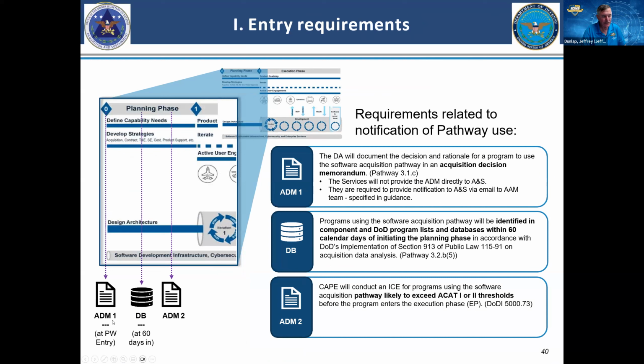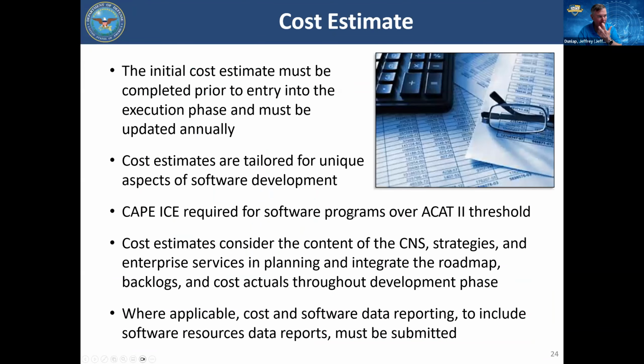We have an acquisition decision memorandum 1. We basically have some information that is coming through from a programming perspective. And then as we finish some of our planning, we'll do some cost estimates, making sure that we stay within the boundaries of this software pathway. So there's a lot of supplemental guidance on everything that's happening here and who's doing what, and that's okay, right? This is our process during the planning phase.